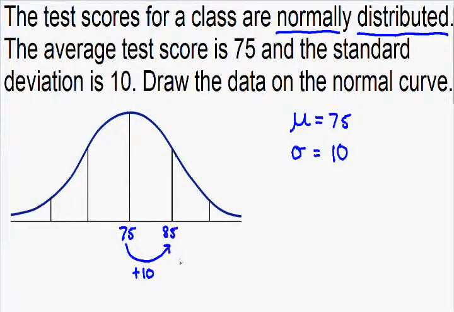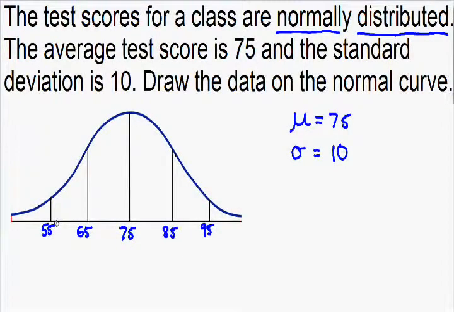The same concept applies. If we go over one other line, this is also a distance of one standard deviation, so we need to add another 10. 85 plus 10 is equal to 95. The same concept applies if you go to the left of the average, but instead of adding one standard deviation, you need to subtract. So if we're going to the left of the average by one standard deviation, we need to subtract 10 instead of adding 10. 75 minus 10 is equal to 65. And if we go over another standard deviation, we need to subtract another 10. 65 minus 10 is equal to 55.